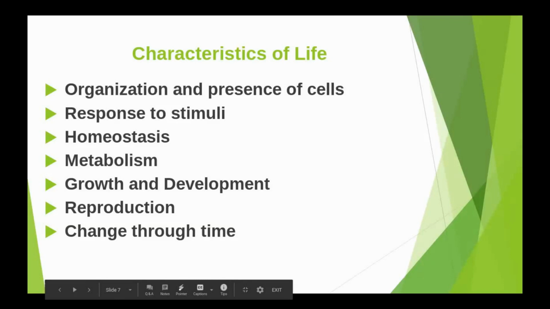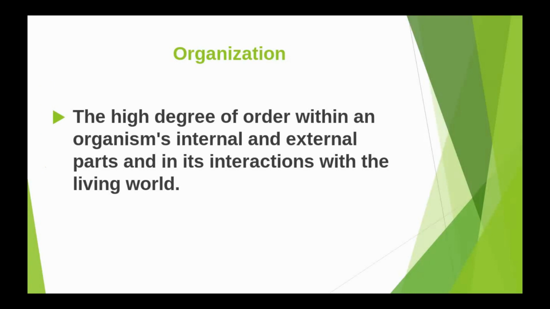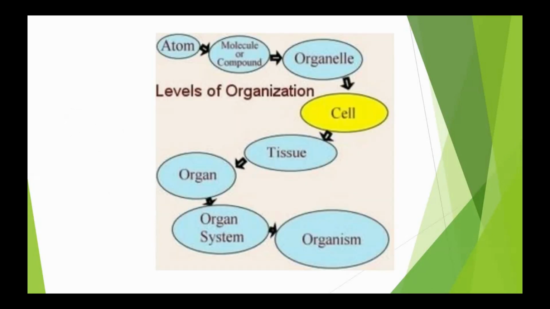So we'll look at all of the different characteristics of life and discuss what they mean and how they relate to organisms. So first of all, organization. This is the order that an organism is laid out, whether it's internal or external, or how they interact with the living world. The level of organization for an organism starts with the smallest being an atom. Those atoms then make up molecules, which make up organelles, which make up cells, and so on. And we'll talk about each of these levels in just a moment.